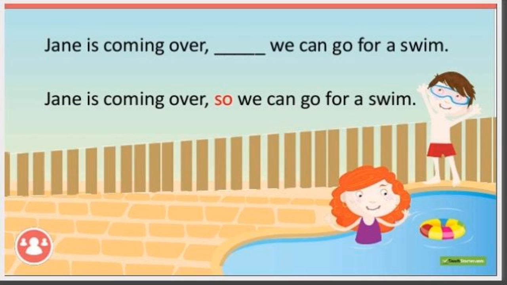In the above examples, there are two different independent clauses, and by using coordinating conjunctions we make them a sentence, and that sentence is called a compound sentence.